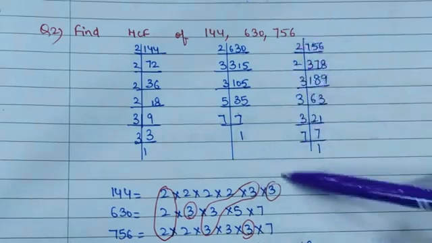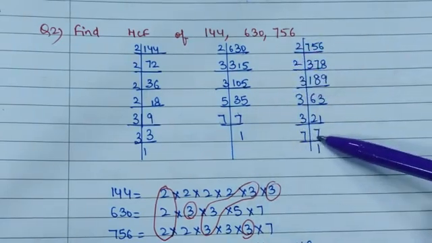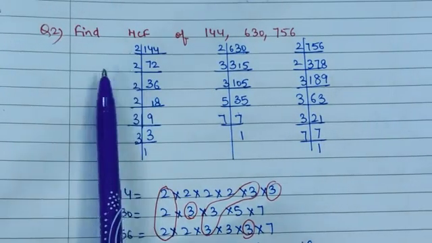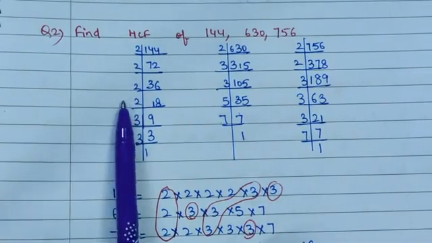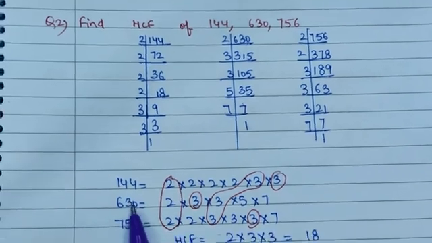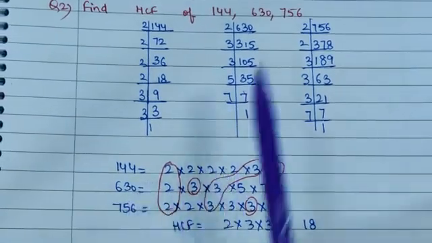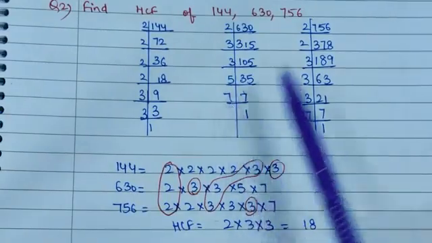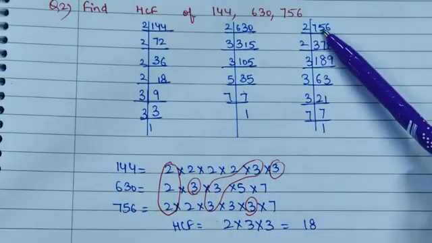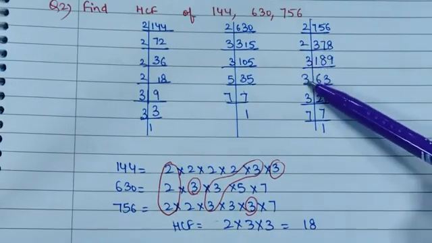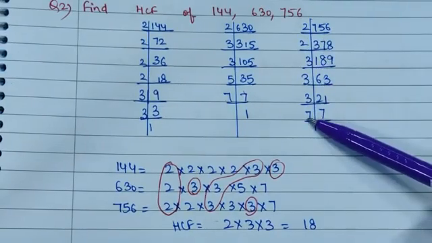Similarly, we will find the prime factorization of 756. Now 144 can be written as 2 into 2 into 2 into 2 into 3 into 3. Then 630 can be written as 2 into 3 into 3 into 5 into 7. Then 756 can be written as 2 into 2 into 3 into 3 into 3 into 7.